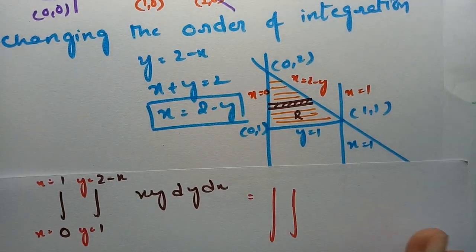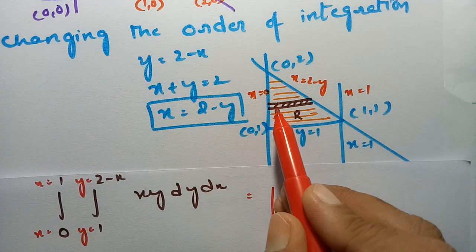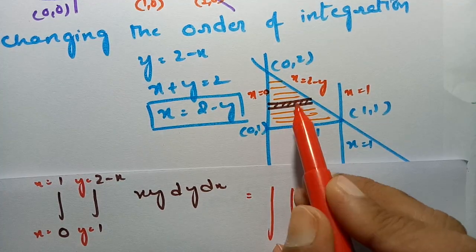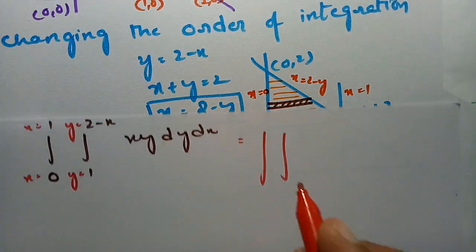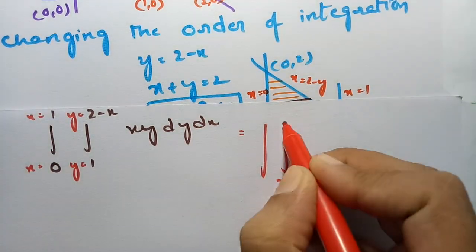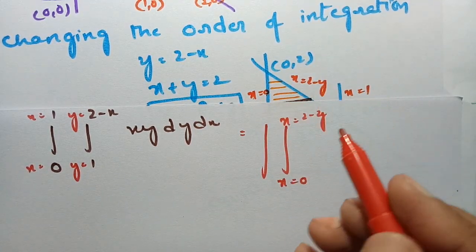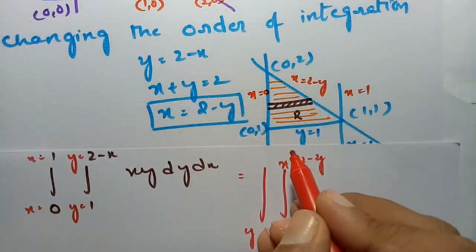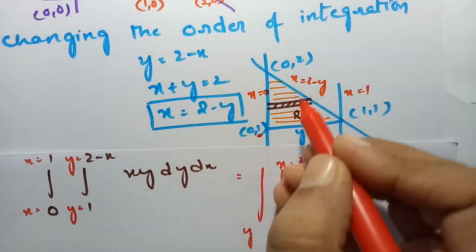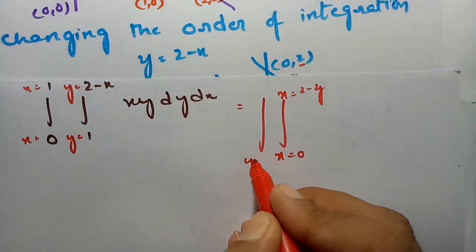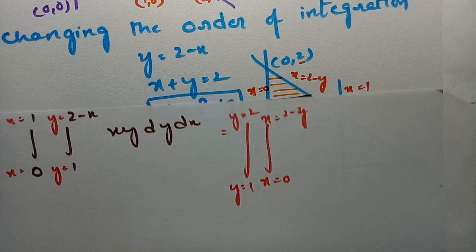See, our x limits will be x is equal to 0 to x is equal to 2 minus y. If the strip is sliding in this direction, it is touching this line, x is equal to 0 and x is equal to 2 minus y. So the x limits I am writing as x is equal to 0 to x is equal to 2 minus y. It's very clear from this figure. And y limits, the region starts from y is equal to 1 to y is equal to 2. So here the y limits are 1 and 2. If you understand this one, the whole problem will be finished.